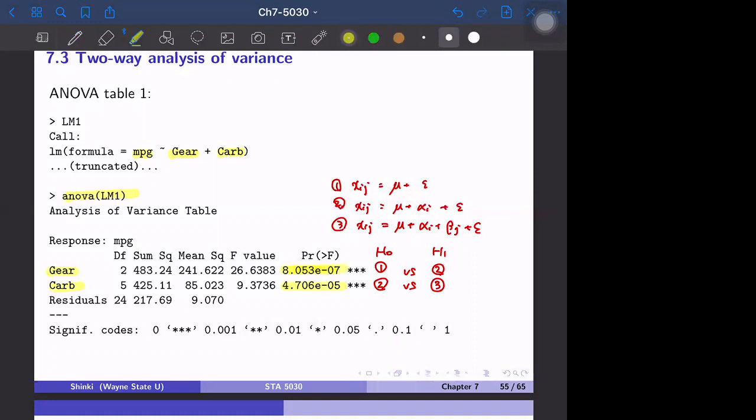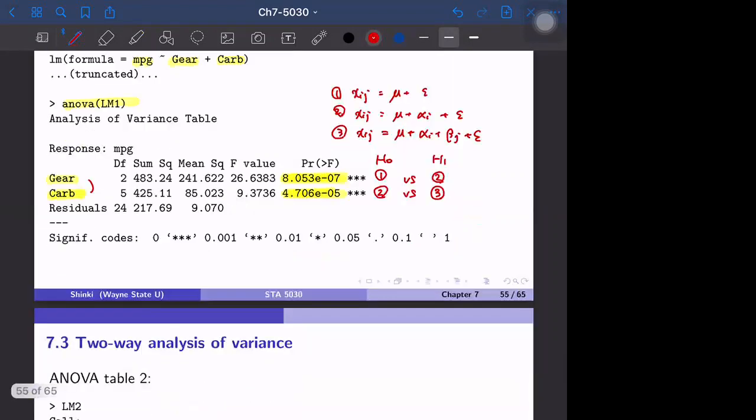So gears are at first useful to explain the MPG. And on the second line, even after we accounted for gear, the carburetor still has additional information to explain the MPG. So that is the interpretation of this ANOVA table. That means if we change the order of gear and carburetor, then our result becomes different.